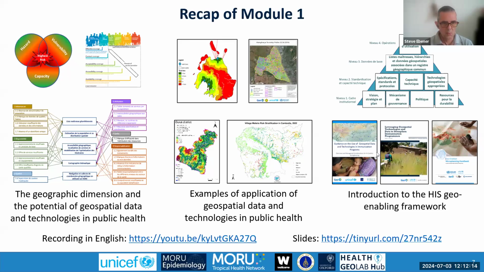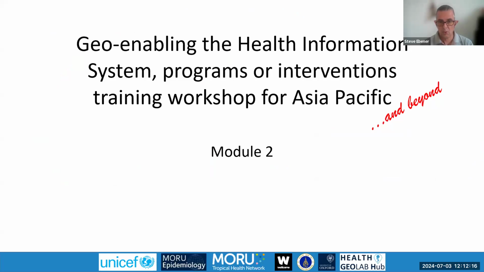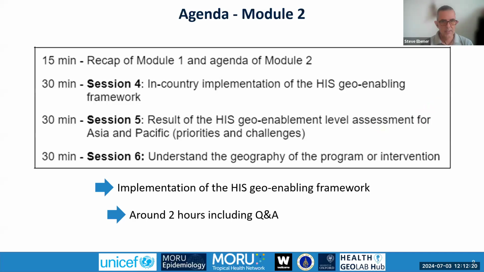So let's now move to the second module of the training workshop. And here is today's agenda. There are 3 sessions today. What we will be looking at is how the HIS geo-enabling framework is being implemented in countries. And then we will start looking at the first step in the implementation process.